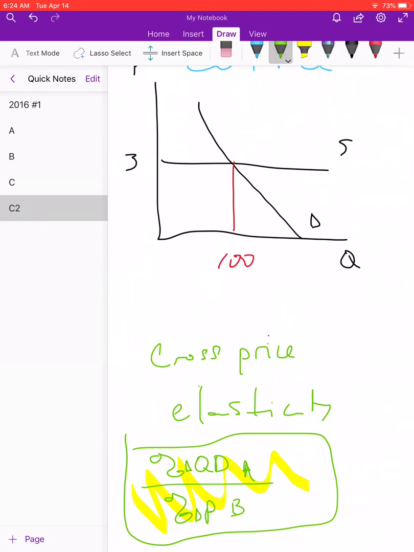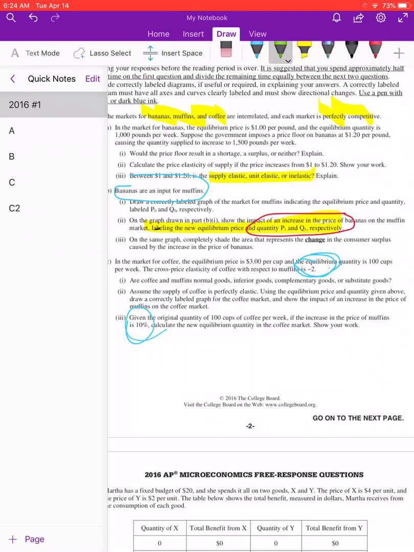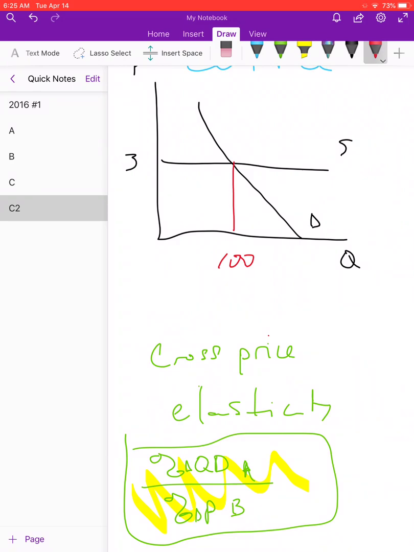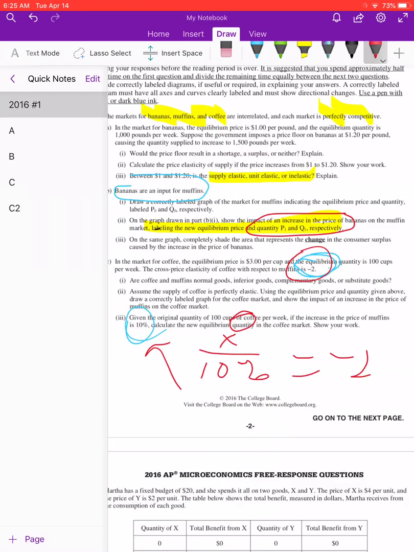The percentage change in price of good B was 10%. They told you that loud and clear. That means the 10% goes on the bottom. And we know that the cross-price elasticity is -2, and they're looking for X. They want to know, calculate the new equilibrium quantity. That means they want this number on top. This is a little hard, this question. You would have had to understand that they were looking for this number on top. But if you look at the algebra, we just multiply both sides by 10%, and that means X equals -20%.